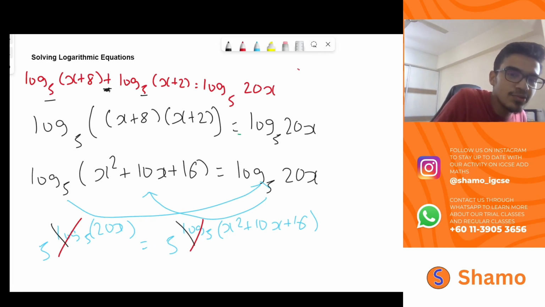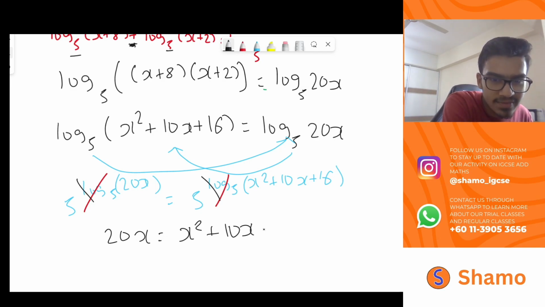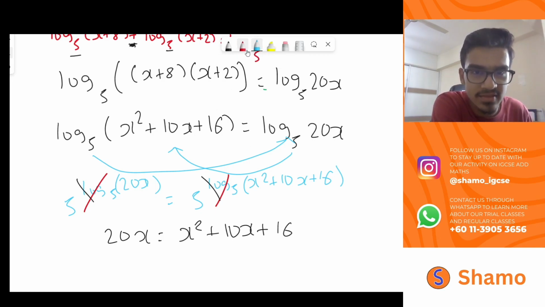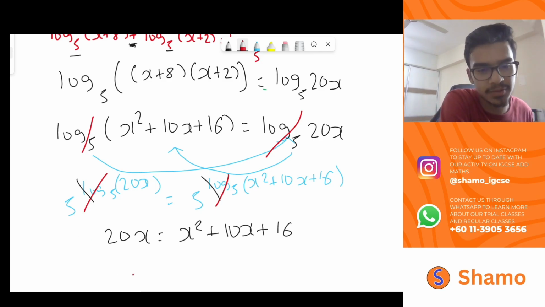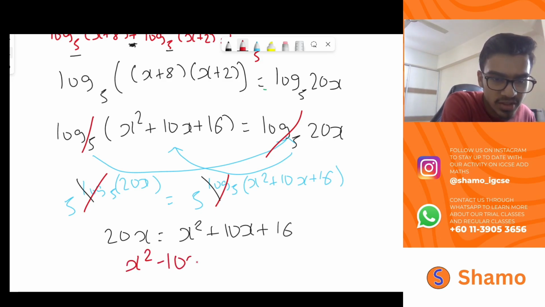So now that they cancel, you can see, yeah, eventually we've just gotten 20x is equal to x squared plus 10x plus 16, which is kind of like the same way as saying that sure, these two log base 5 kill each other. Yeah. Okay, sure. I was just trying to explain it intuitively. Okay, for those who are curious. So then I'll just solve this quadratic equation for x. So x squared minus 10x plus 16 is equal to 0.